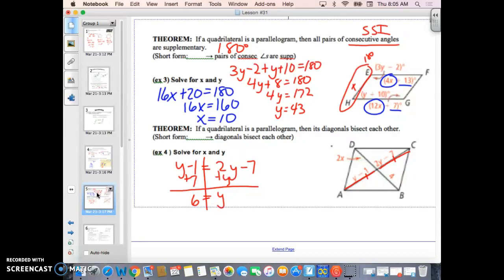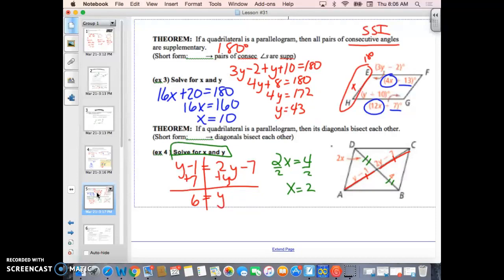Okay, now we can do the same thing for x. This part right here is congruent to this part right here. So I'm going to do 2x equals 4. Well, this is easy. Divide by 2, so x just equals 2. Always go back to the question and make sure that you're answering it. In this case, it just said to solve for x and y.